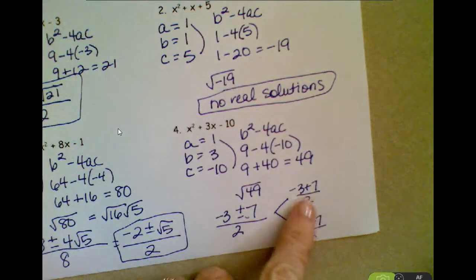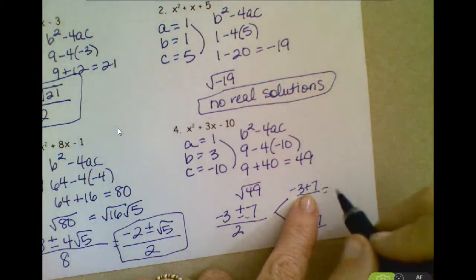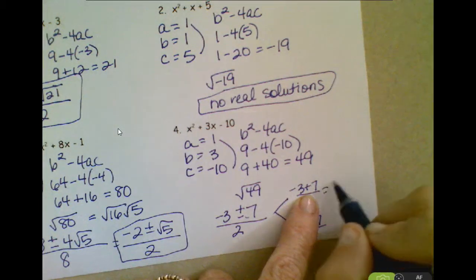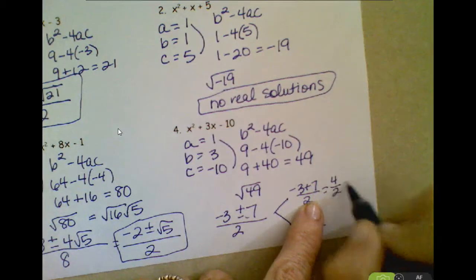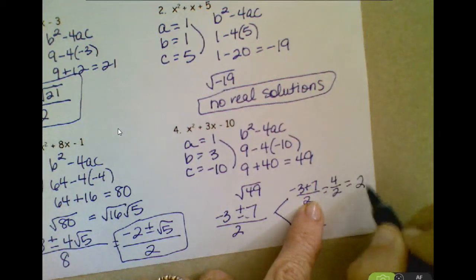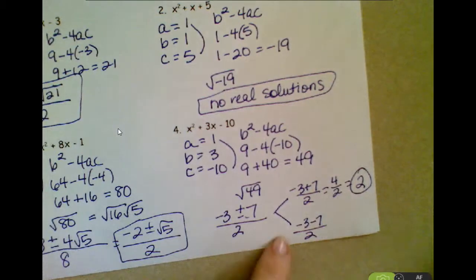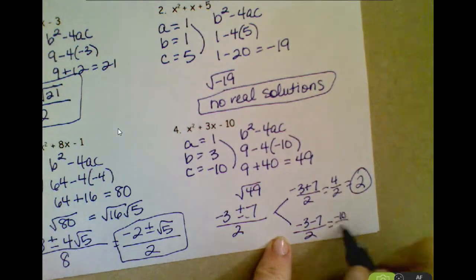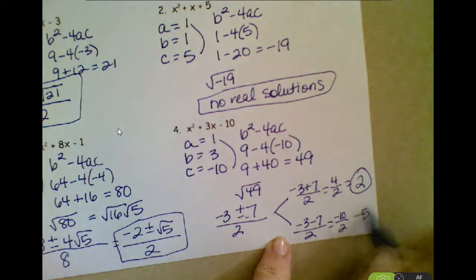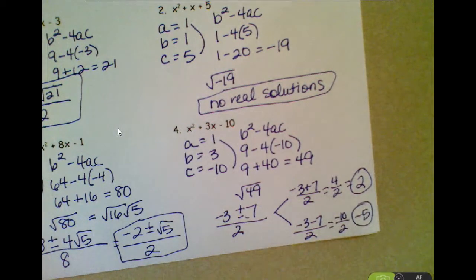Okay, so what is negative 3 plus 7? Anybody? 7 minus 3 is? It's 4. 4 divided by 2 is 2. So one of your answers is 2. What's negative 3 minus 7? Negative 10 divided by 2? Negative 5. Those are your 2 answers.